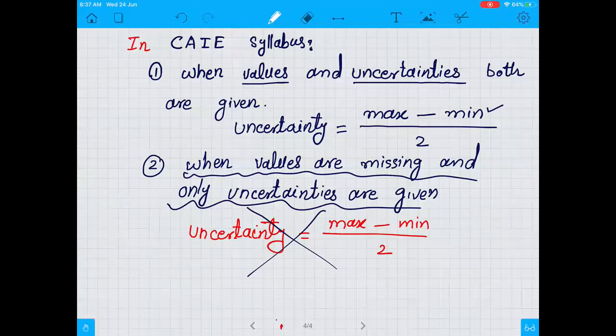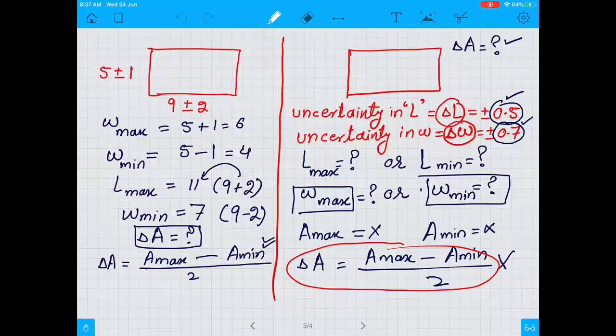On the previous page, this is according to number 1 and this is according to number 2. When the values and uncertainties both are given, you can apply the formula. When only the uncertainties are given and the values are missing, then you cannot apply the formula. That is example number 2. Now, one thing.